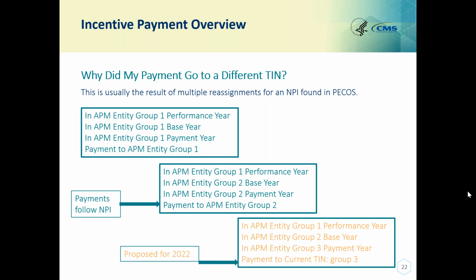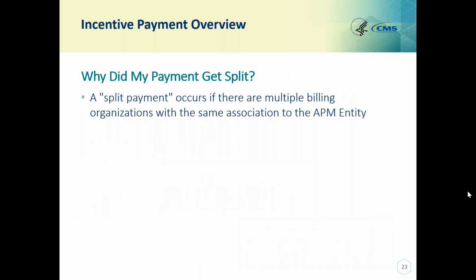Now, we are proposing for 2022 to look in the performance year, the base year, the payment year, and that would be the TIN where the money would go to. I know it's a little confusing, but that's basically what it looks like laid out in a very simple form. Next slide, please. So payments are usually split because there are multiple billing organizations with the same APM entity. So that is why some payments are split. Next slide, please.